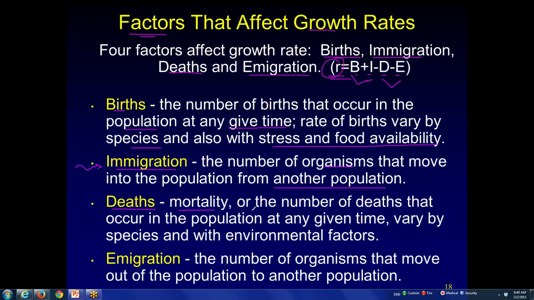Deaths, obviously, mortality: the number of deaths that occur in the population at any given time. This will vary greatly depending on species. Some organisms have very long life expectancies. Elephants, for example, live 50 to 60 years in the wild, whereas mice live maybe less than a year. Butterflies, right, the whole life cycle might be a few months, with actual butterflies living only maybe 2 weeks. Environmental factors, of course, play a big role, so that's going to vary quite a bit. Obviously, human influences can really increase deaths in the form of hunting, or mass commercial harvesting.